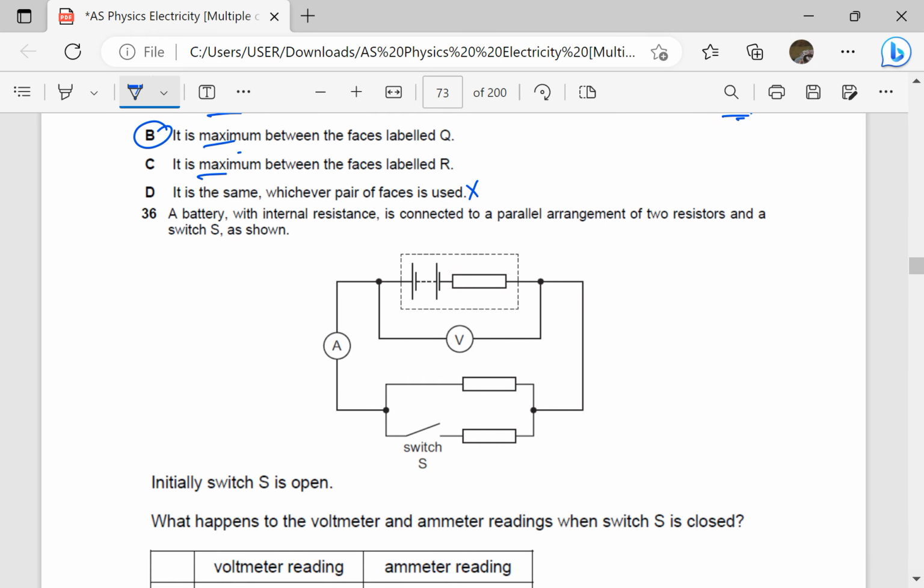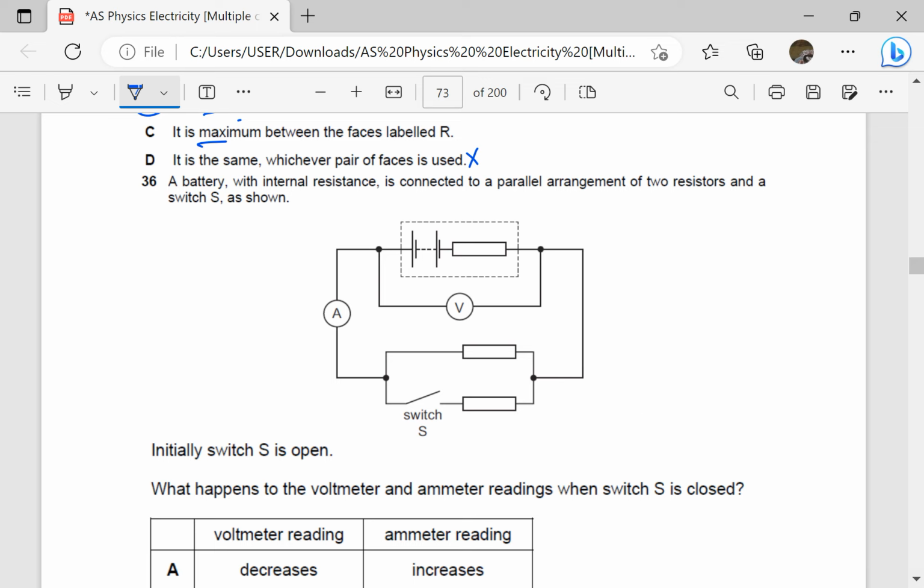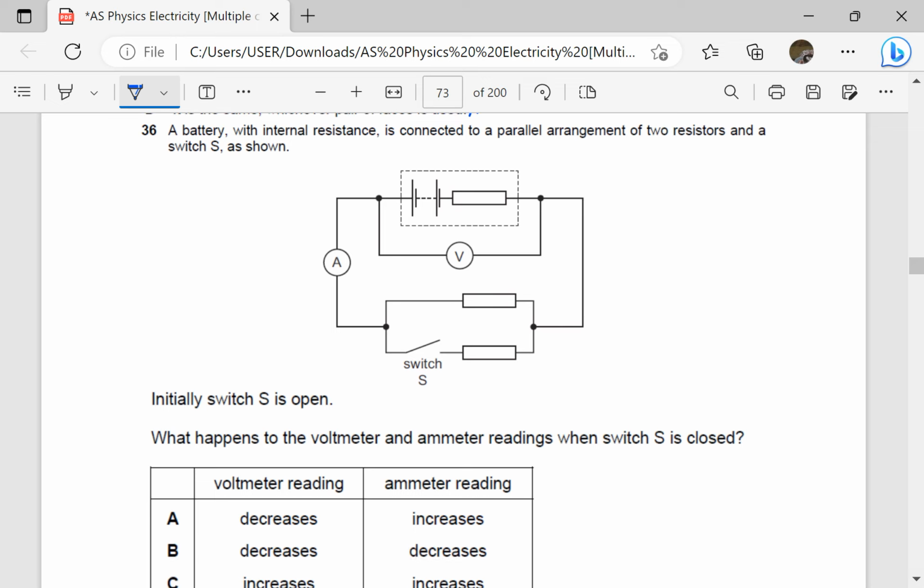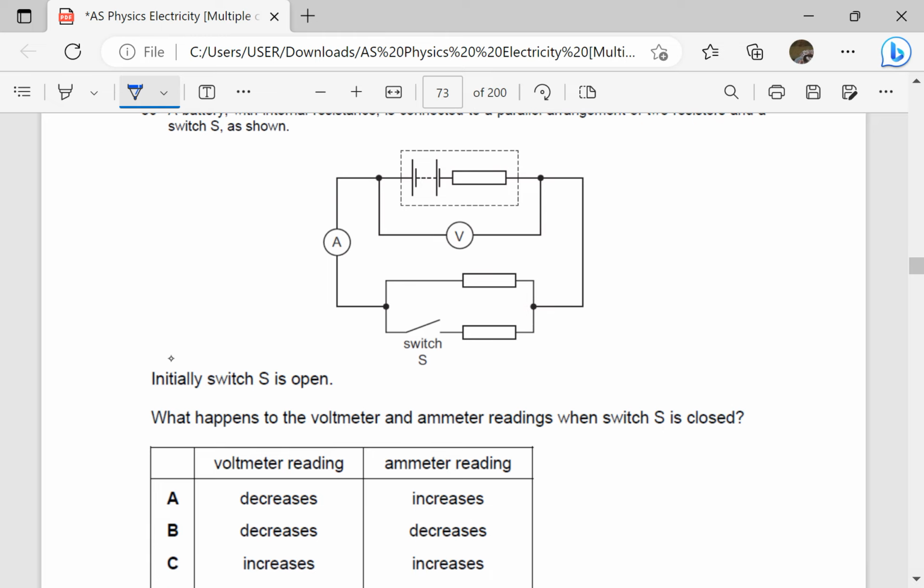A battery with internal resistance is connected to a parallel arrangement of two resistors and a switch, as shown here. Initially, switch S is open. What happens to the voltmeter and ammeter readings when switch S is closed? Initially it is open, so there's a voltmeter reading and an ammeter reading.